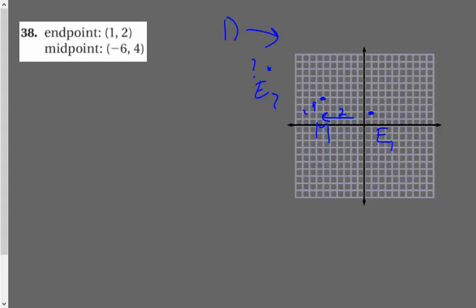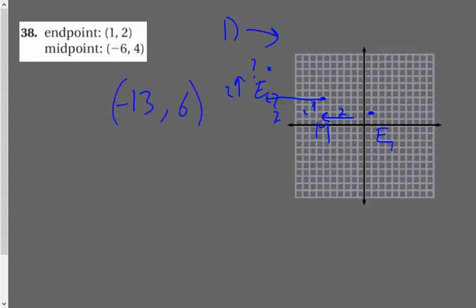So we're going to apply that again. We're going to go left 7, and we're going to go up 2, and that should get me to where I need to be. So if I'm at negative 6 and I go left 7, that'd be negative 13. If I'm at positive 4 and I go up 2, that'd be 6.